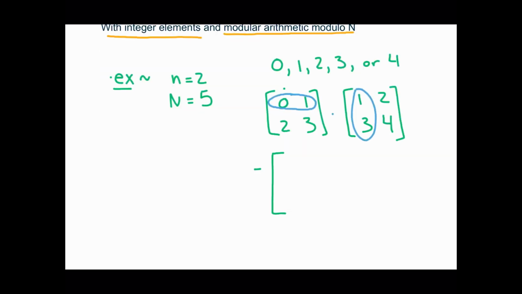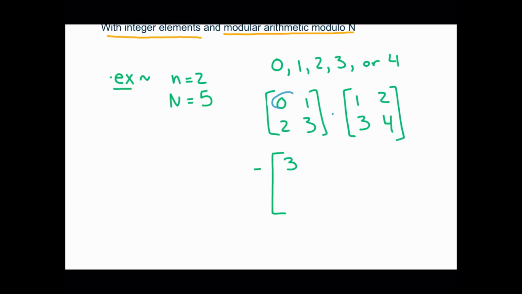First, multiply 0 by 1 and add 1 times 3. Zero times 1 plus 1 times 3, of course, equals 3. So 3 is going to be the top left element in the product matrix.